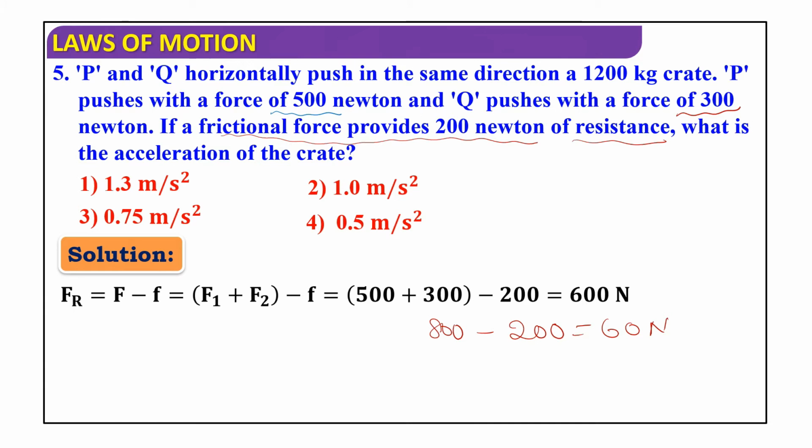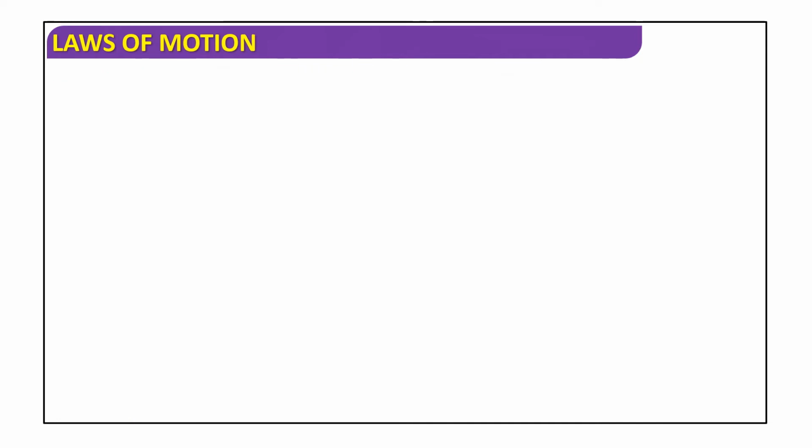Now we are finding the acceleration of the crate. a is equal to Fr by m. So that is equal to 600 by 1200. Here the zeros get cancelled, 6 1s are 6, 6 2s are 12. 1 by 2 is nothing but 0.5 meters per second square. So acceleration of the crate is 0.5 meters per second square. So which option is correct? Fourth option is correct. Okay, next one.